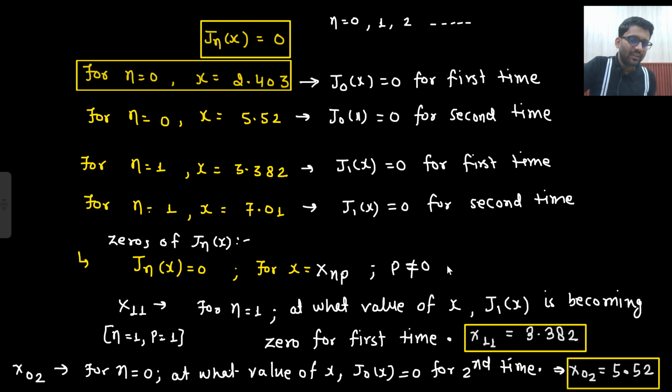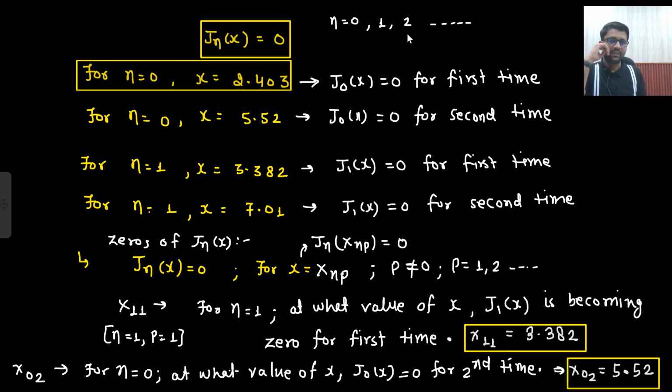What does that mean? This means that jn of x and p will always be equals to 0, because if you put x equals to x and p, you will get 0 only. So p value can never be 0. What will be the value of p? p could be 1, 2, 3, 4, anything. So this can go from 1 to infinity.